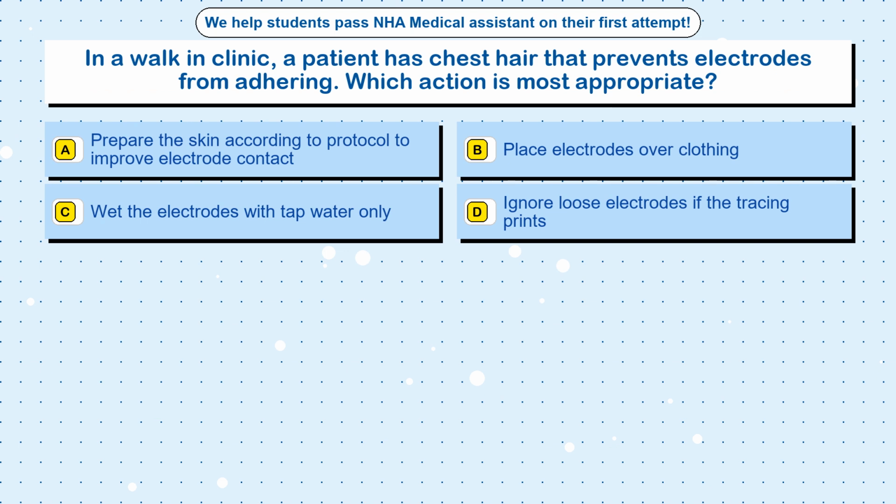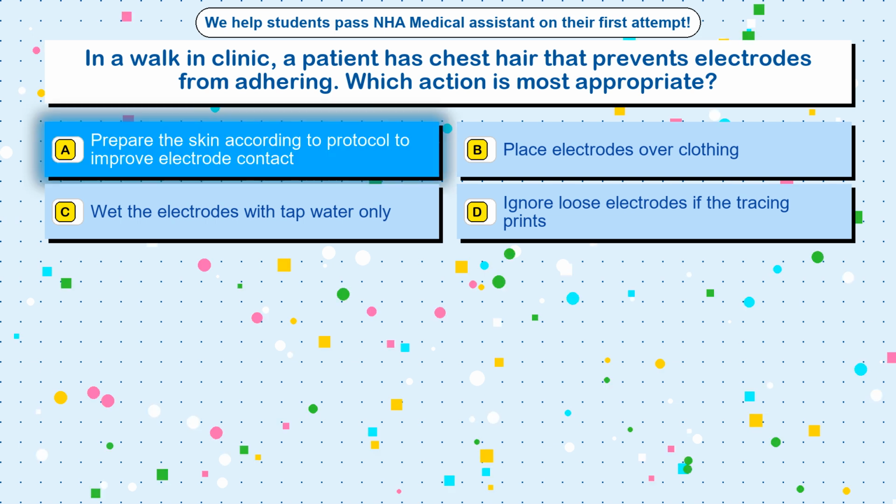Question 84. In a walk-in clinic, a patient has chest hair that prevents electrodes from adhering. Which action is most appropriate? Option A. Prepare the skin according to protocol to improve electrode contact. Option B. Place electrodes over clothing. Option C. Wet the electrodes with tap water only. Option D. Ignore loose electrodes if the tracing prints. The correct answer is option A.